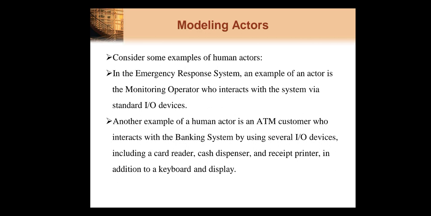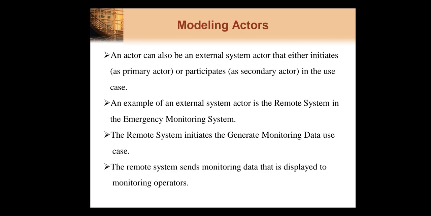Now, another example: we can take an ATM. In the ATM, the customer interacts with the banking system using several IO devices like a card reader, cash dispenser and receipt printer, in addition to the keyboard and display. Here the customer is the actor who is interacting with that ATM system with the help of the ATM machine. So the ATM customer is a human actor. The actor can also be an external system.